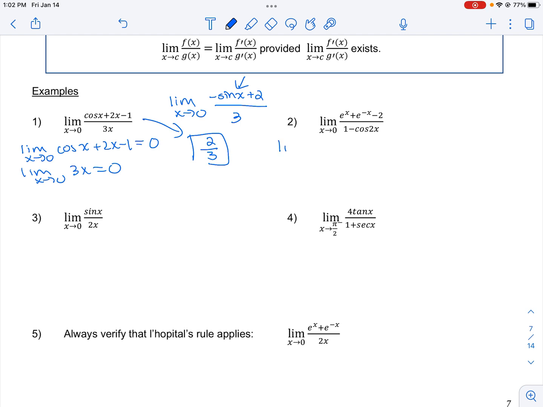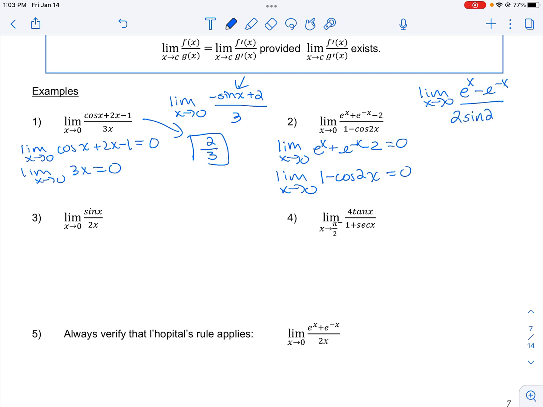Try the next one. Same thing. So let's check that we can use L'Hopital's rule. If I plug in 0 here, e to the 0 is 1. So I have 1 plus 1 minus 2, so this is 0. And let's check the bottom. Cosine of 0 is 1, so 1 minus 1 is also 0. So I can use L'Hopital's rule. Again, we're not doing the quotient rule, you just do the derivative of the top and the bottom separately. So the derivative of the top is e to the x minus e to the negative x. Derivative of the bottom is 2 sine of 2x.